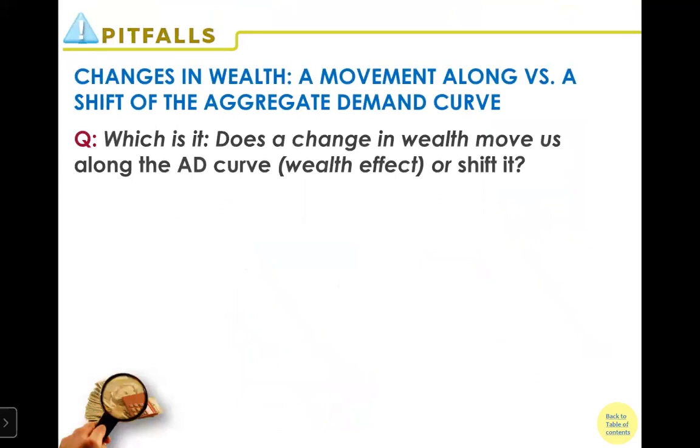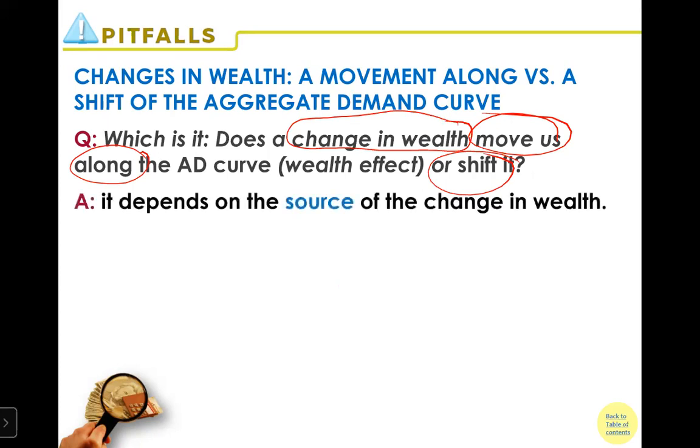Okay, so in reality, sometimes it can be difficult to differentiate between a move along the curve and a shift of the curve, right? Particularly when we observe a change in wealth. A change in wealth can cause a move along the curve. It can also cause a shift of the curve. Whether it causes a move along the curve or a shift of the curve will depend on the source of the change in wealth.